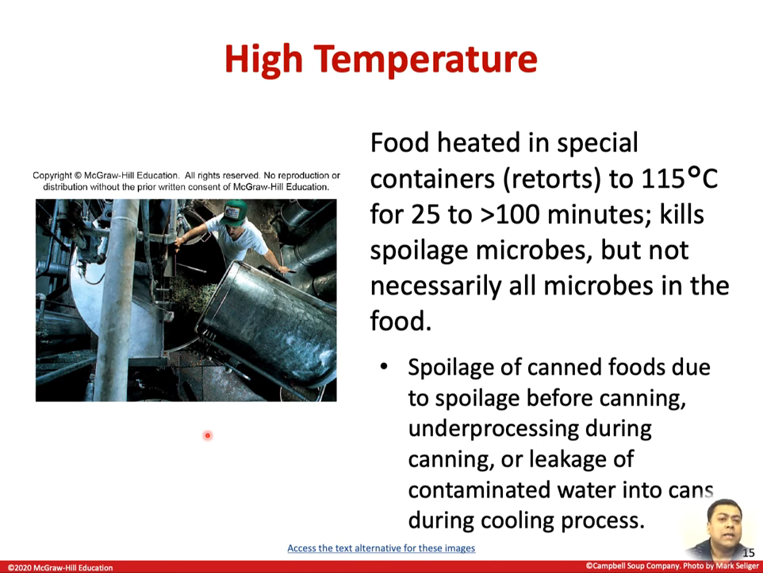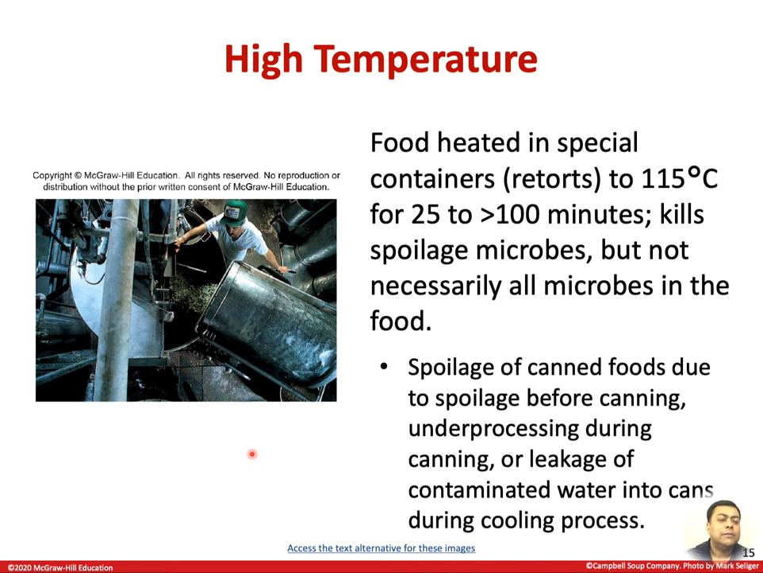So what it does is that the food is heated in a special container, which is called a retort, to about 115 degrees Celsius for, depending upon the food, 25 to 100 minutes. This kills the spoilage microbes, but not necessarily all microbes. So they reduce the number of microbes to a safe level. But there are some problems. Sometimes spoilage of canned food happens due to spoilage before canning, under processing during canning, or leakage of contaminated water into the cans during the cooling process. That can happen as well.